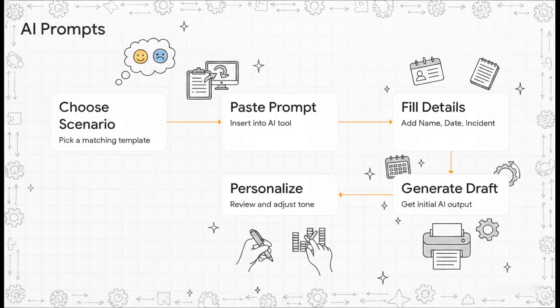When you do need to contact a parent, the guide provides an exact 5-step procedure to use AI safely and effectively. It's super simple. Choose a scenario, paste the provided prompt into your AI tool, fill in the placeholders with the specific facts of the incident, generate the draft, and then most importantly, personalize the tone and review it before hitting send. This lets you quickly draft tailored, totally professional communications for a whole range of different scenarios.